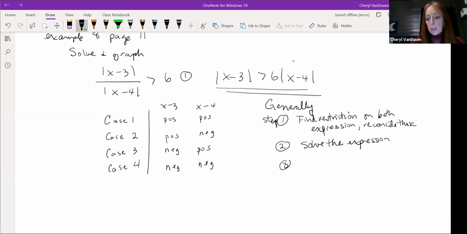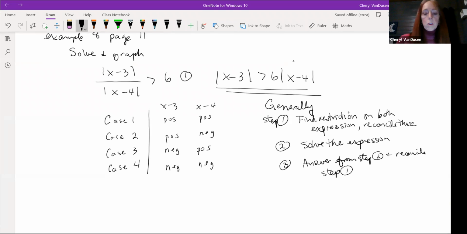In step 3, we take the answer from step 2 and we reconcile back to step 1. Okay, so again, just in general layman's terms, we find the restrictions and then we reconcile them and we get one kind of starting restriction. We do the solving, the math, we take the answer and we compare it back to the start and we see where those overlap. You have to be very, very cautious and careful how you show your work so that it's all there and nicely laid out.